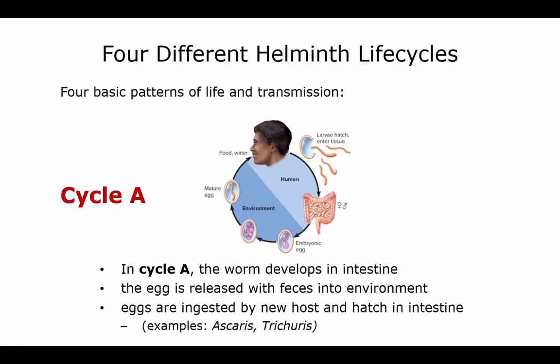Now there are 4 different helminth life cycles. In cycle A, the worm develops in the intestine and the egg is released with the feces into the environment, and then they are ingested by a new host and they hatch in the intestines.